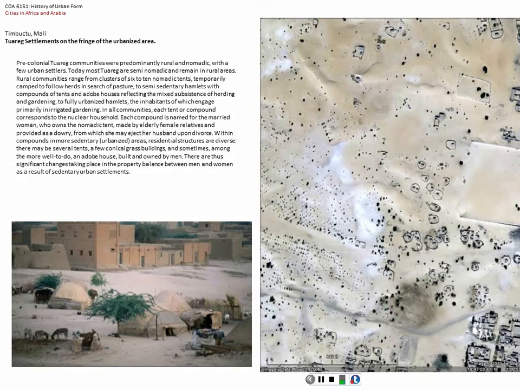Now, these people are traders, so you did not need agricultural territory, which was fortunate because there's not very much that's going to grow in this kind of arid environment. But that is a pattern. This pattern that we see right here is very ancient.